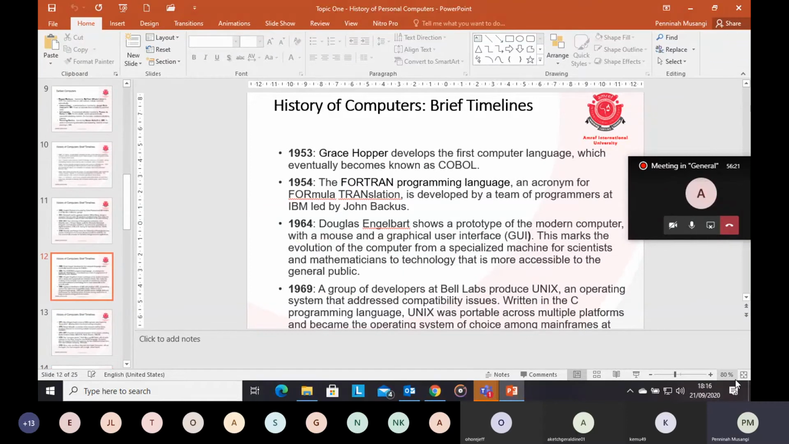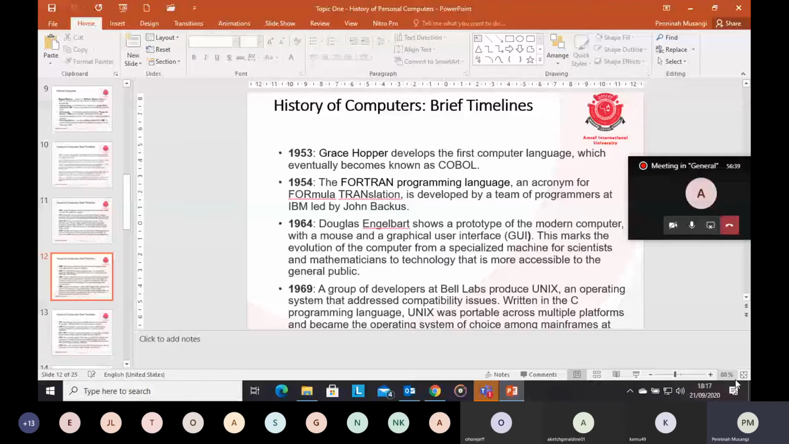1953, Grace Hopper developed the first computer language. So the first computer language was COBOL, and we trace this to a lady. Remember, when you're looking at the timelines, we are not necessarily looking just at the hardware. We also look at the related technologies and software. So one of them is the computer language, and we say that the first computer language was COBOL, and it can be traced to the year 1953 to a lady called Grace Hopper.